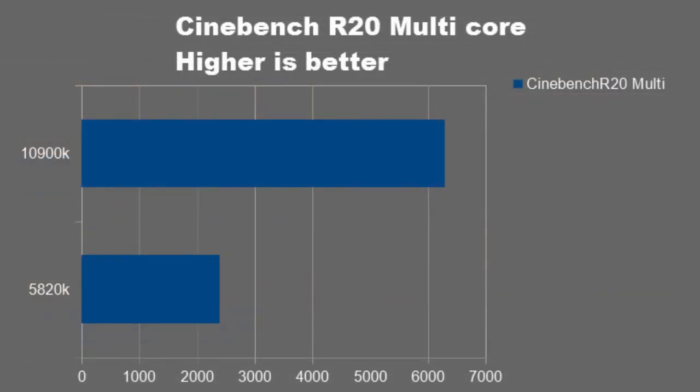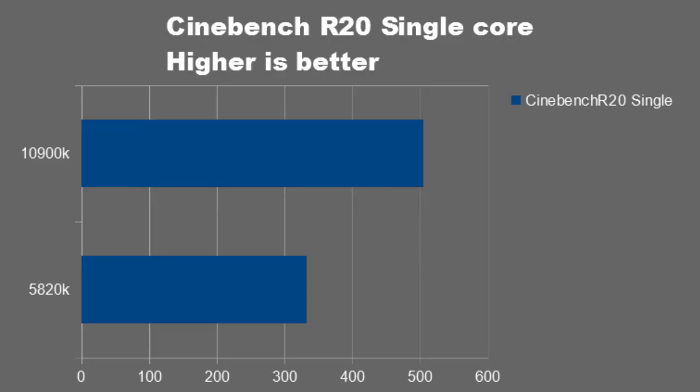So for Cinebench R20 multi-core testing, the 5820K scored 2388 while the 10900K scored 6288, which is 2.63 times faster. I should have timed how long each test took. Now on the single-core testing, the 5820K scored a 303 and the 10900K scored a 505, which is about 1.5 times faster.